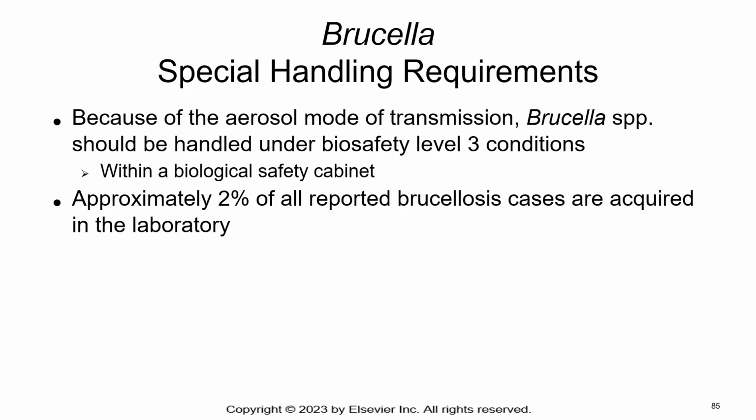Special handling requirements. I mentioned this earlier, but because of the aerosol mode of transmission, Brucella should be handled under biosafety level 3 conditions within a biological safety cabinet. Approximately 2% of all reported brucellosis cases are acquired in the laboratory. Biosafety level 3 means that you're in a secondary containment room, typically a negative pressure area with extra filtration. Negative pressure prevents the air from within the room from circulating out of the room, so it keeps that air in the room. And then you would be working under a hood within that secondary isolation, negative pressure room.